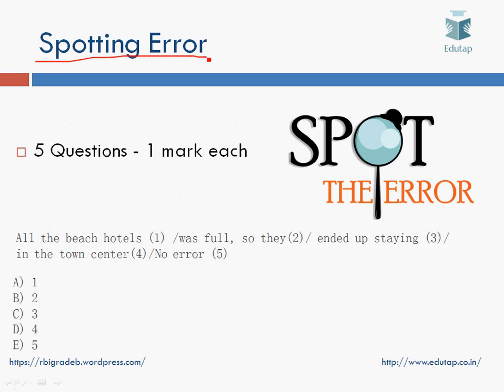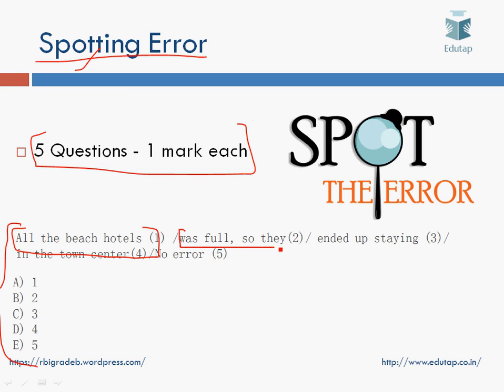From the topic of spotting error in 2015, again there were 5 questions of 1 mark each, and this is an example of a question from this topic: "All the beach hotels 1 dash was full, so they 2 ended up staying 3 in the town center, no error." You have to find out in which part of the sentence there is an error. If there is an error in part 1, you have to mark 1. If there is an error in 2, you have to mark 2, and so on. So this is the type of spotting error question.